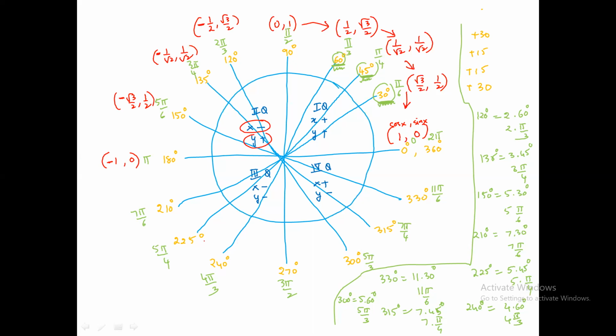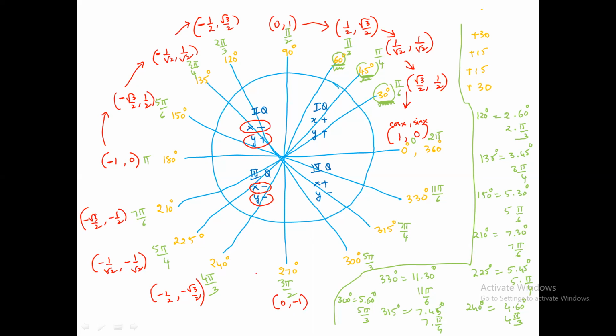Now coming to the third quadrant, I will write the values again going back. But this time I will keep both X negative, Y negative. So first I will write minus root 3 by 2, minus 1 by 2. Then I will write minus 1 by root 2, minus 1 by root 2. Next I will write minus 1 by 2, minus root 3 by 2. Next I will write minus 0, minus 1. For 0 I need not write plus or minus, so I am writing this.